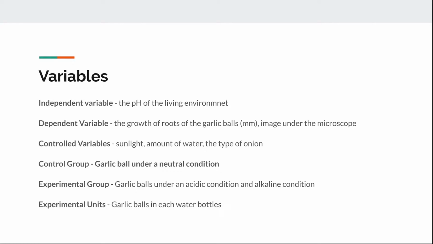My independent variable is the pH of the living environment, and my dependent variable is the growth of the roots, measured in millimeters, and the imaging under the microscope. My control variables are the amount of sunlight, the amount of water, and the type of onion. The control group will be the garlic ball that grows under a neutral condition. The experimental group will be the garlic balls that grow under an acidic condition and an alkaline, or basic, condition. My experimental unit is the garlic ball that grows in each water bottle. So there are 3 samples in total.